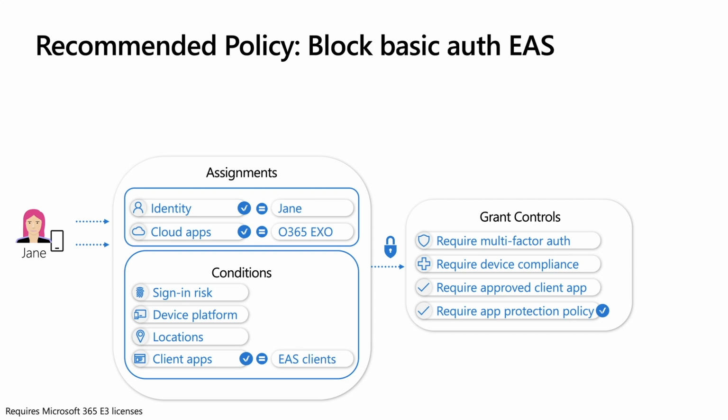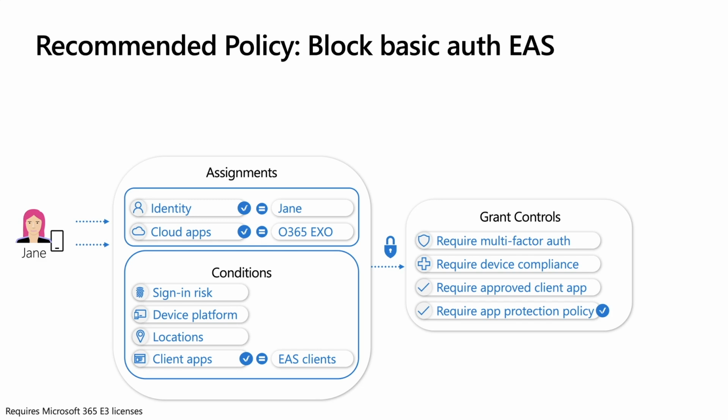The first legacy authentication scenario we need to address is basic authentication Exchange ActiveSync clients, which there are many clients out there in the wild, especially on the Android platform. From an assignment perspective, we're still going to target our mobile users. From a cloud app perspective, we could target either Office 365 or Office 365 Exchange Online. The reason why you can target Exchange Online in this policy is because Exchange Online is the only cloud endpoint that supports the Exchange ActiveSync protocol. From a condition perspective, we're only going to focus on a single condition, and that is the client app. And that client app condition is going to be scoped to Exchange ActiveSync.